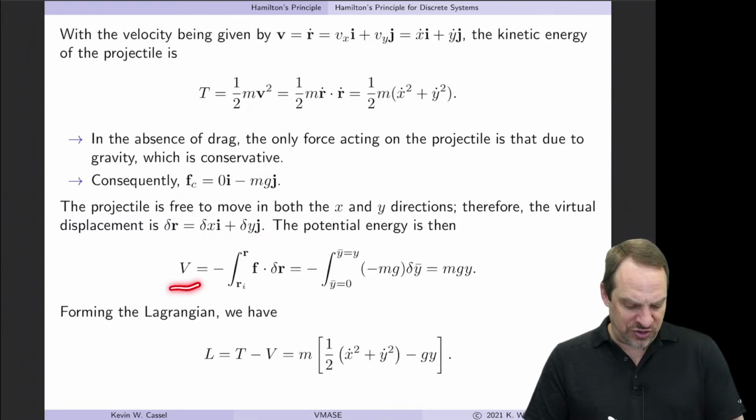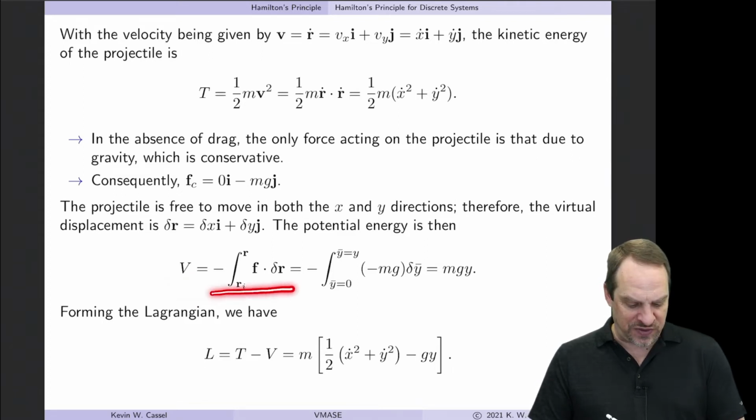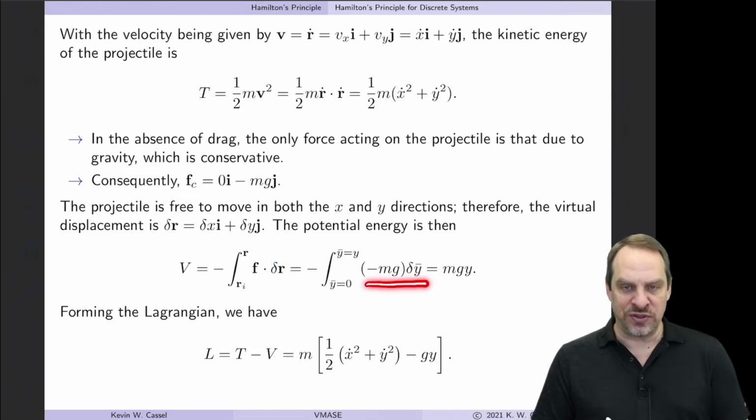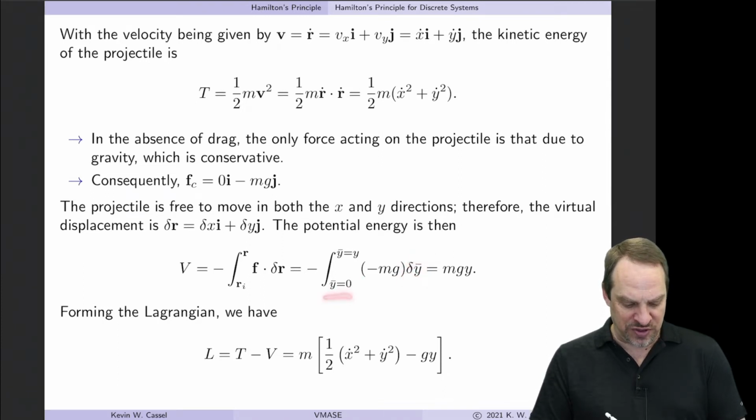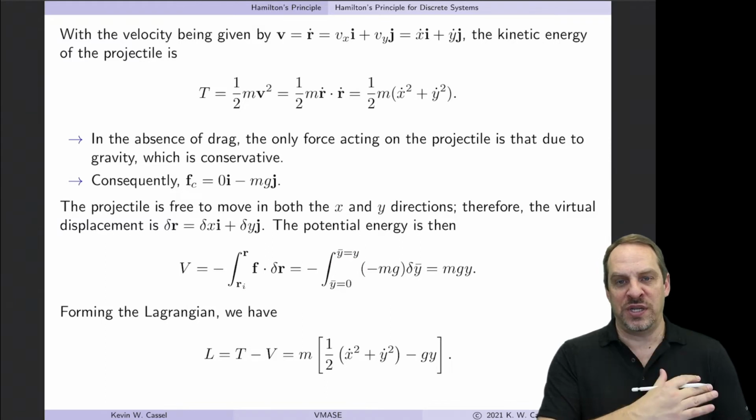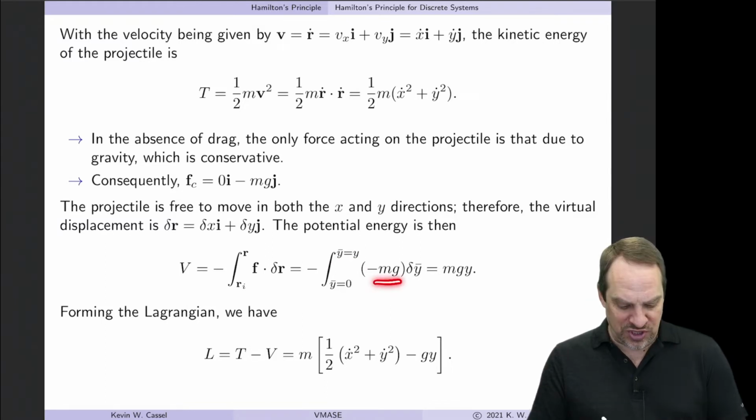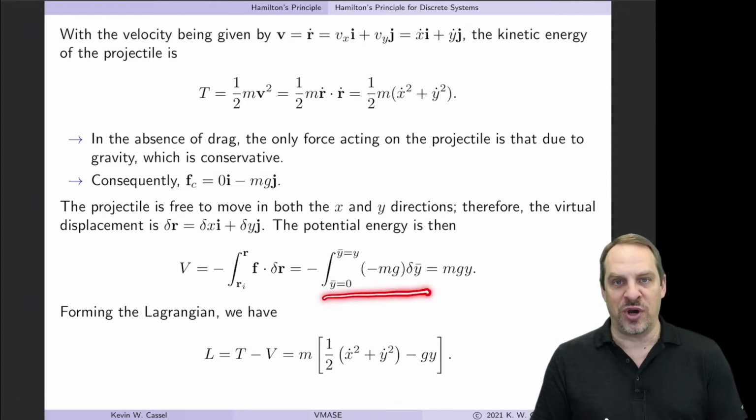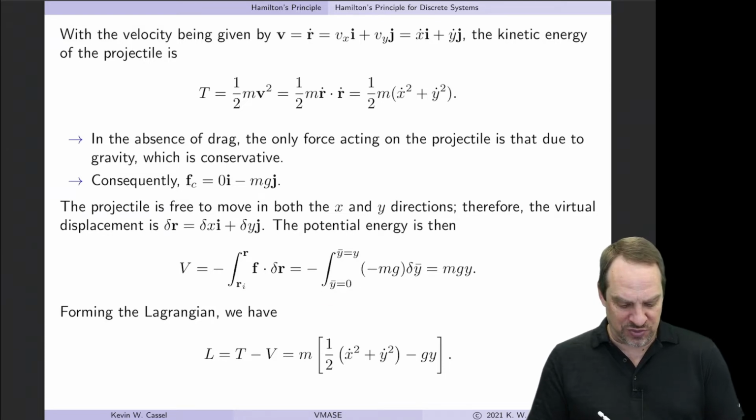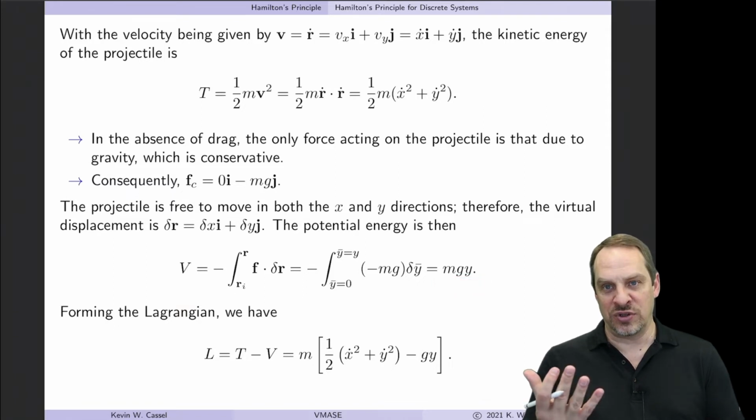So then our potential energy V, which is just the negative of the integral of F dot delta r, the F is our minus mg j, dotted with delta r, which is delta x i plus delta y j. So that's minus mg delta y. Now I'm going to put a y bar here. That's a dummy variable. So y bar goes from 0 to y to capture the motion from t1 to t2. We have the integral of mg with respect to y bar. mg is just a constant, so the integral of delta y bar is just y bar, and that goes from 0 to y. So the potential energy is just mgy. Now that, of course, sounds familiar.